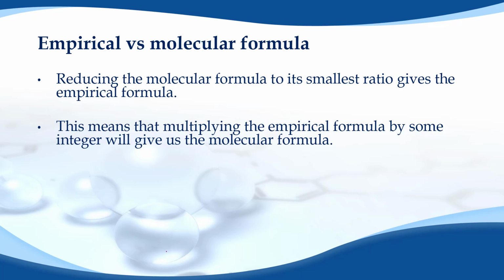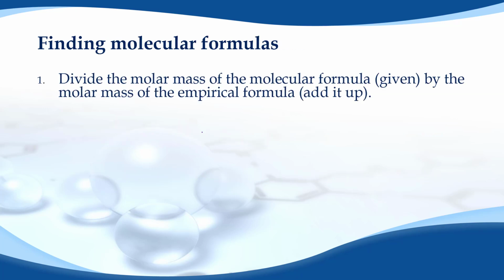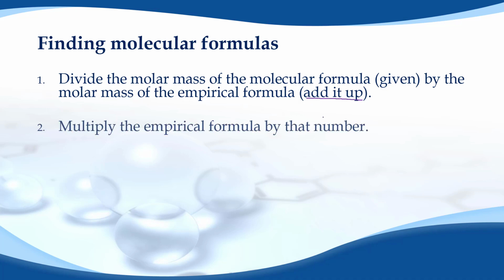Now, the way that we can determine the integer we use to scale this by is we compare the size of their molar masses. For a molecular formula problem, you will always be given the molar mass of the molecular compound. Let's get some rules set up here. First rule, figure out the mass of the molecular formula given to you, divide that by the mass of the empirical formula, which you'll add up from your periodic table. Once you do that division, that will be an integer, or it should hopefully be really, really close to an integer. Once you get that integer, multiply your empirical formula by that number, and you are done.